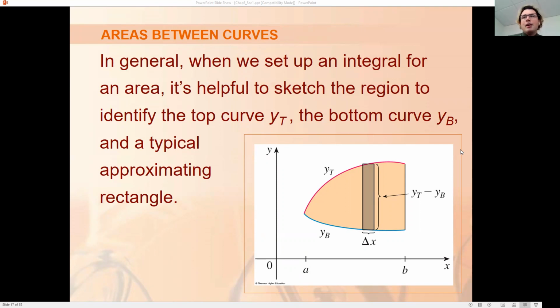Now, notice that there's a very natural place where my pink curve yt meets the blue curve yb. And this is at x coordinate a. On the other side here, we're just stopping the integration at some arbitrary coordinate x equals b. So when we work on these area problems, we might actually need to figure out those crossing points.